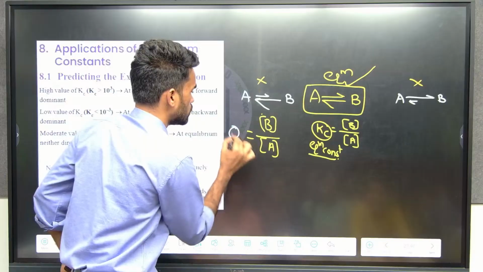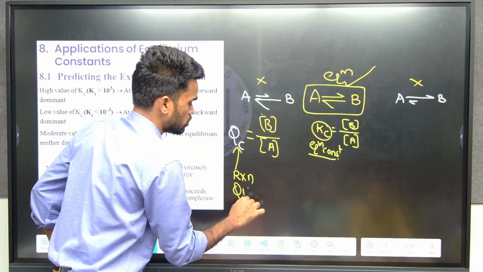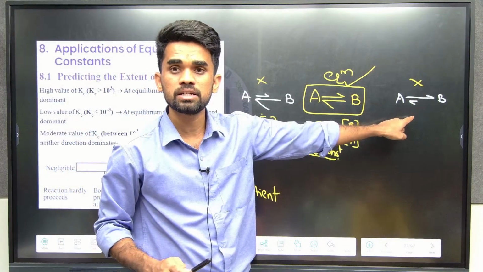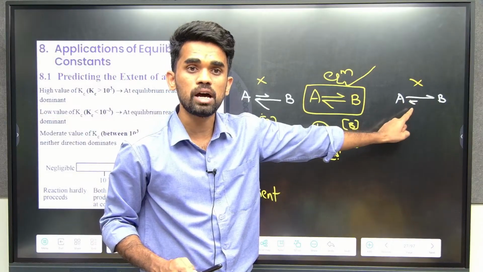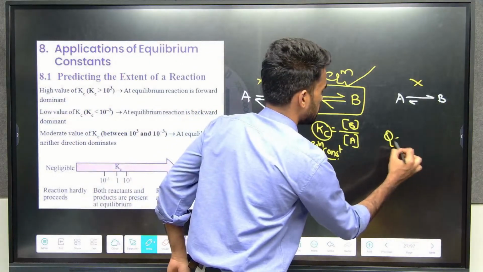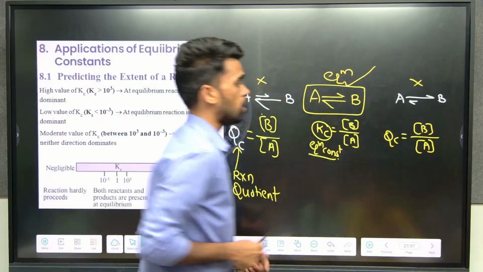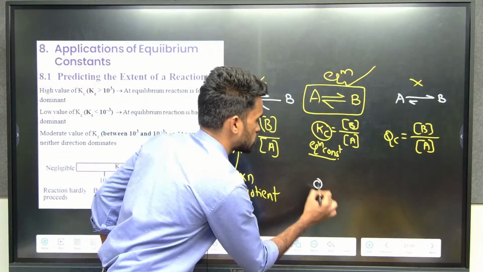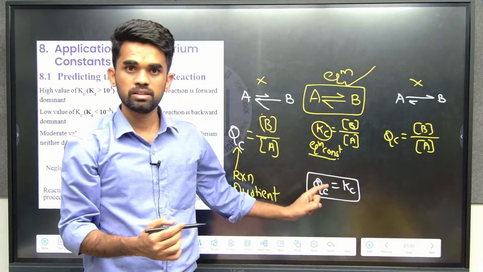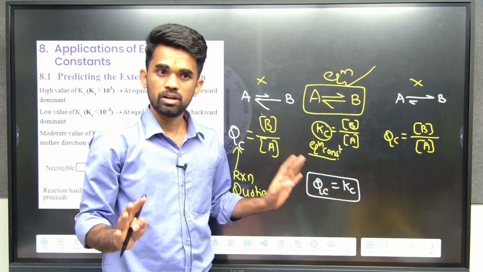What is that? Qc is called reaction quotient. So here also I should not call it Kc. What should I call? Reaction quotient Qc, which equals B by A. Okay, so now if I say Kc equals Qc, what does it mean? Reaction has attained equilibrium. If Kc and Qc are not equal, the reaction has not attained equilibrium.